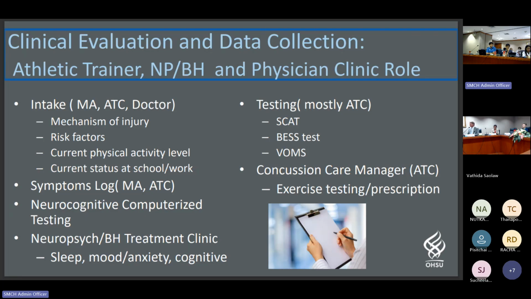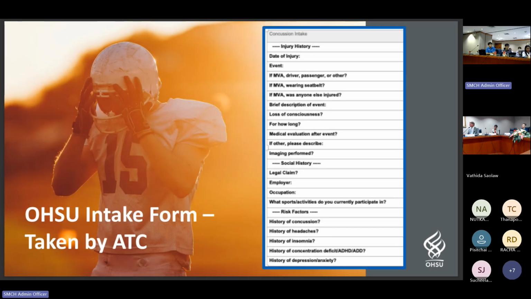Then we have a neuropsychologist or behavioral health specialist working with us in a treatment clinic that works on sleep, mood, anxiety, and cognitive issues. Some of the testing we do includes the SCAT test, which we'll look over, the BEST test, which we showed you, and the VOMS, which is a visual test, visual ocular motor screening, and I'll show that more in depth. And then we give an exercise prescription as well, which is very important.